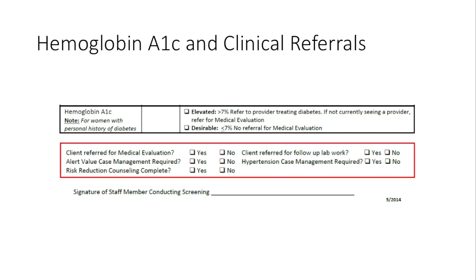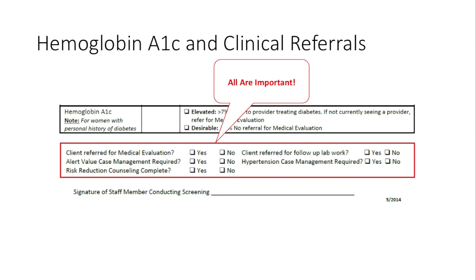Then the questions that are at the bottom here, these are all important questions, and they all need to be answered. So was the client referred for medical evaluation? Yes or no? Was she referred for lab work? We need to know whether or not you referred her. The next two, alert value case management and hypertension case management, were those required?